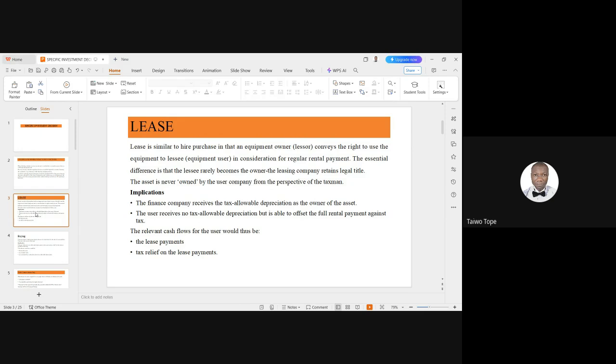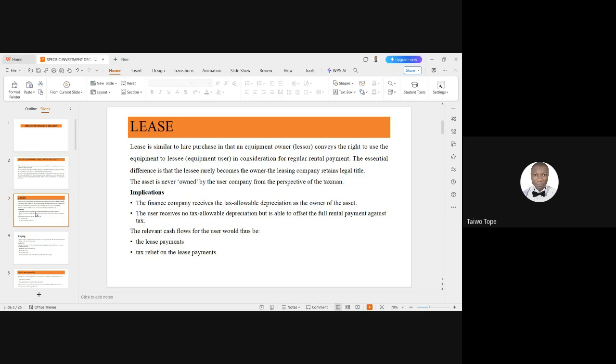So the point is this: when it comes to lease, what are the various cash flows? How do you analyze your cash flow? For the lessee, that is the user company, the outflow is the lease rental payment, that is a regular cash payment, while the inflow is the tax benefit. So the inflow is the tax relief on those rentals.